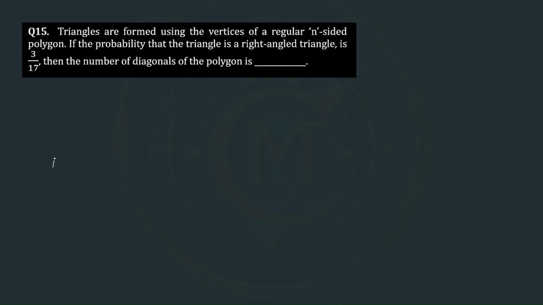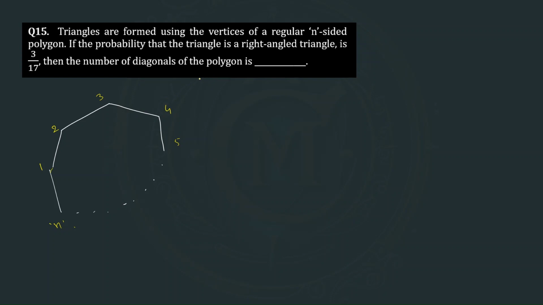So here is an n-sided polygon like this. So there are total n vertices, 1, 2, 3, 4, 5 up to this n. We pick randomly 3 vertices and form a triangle. Now we have to calculate the probability that the triangle is a right angle triangle.